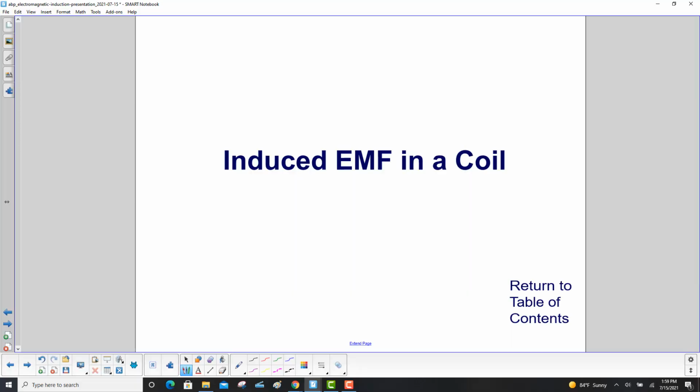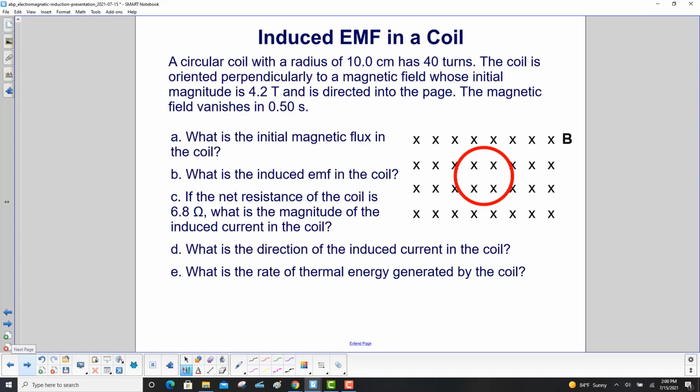Now let's do some problems. The induced EMF in a coil. A circular coil with a radius of 10 centimeters has 40 turns. The coil is oriented perpendicularly to a magnetic field whose initial magnitude is 4.2 Tesla and is directed into the page. The magnetic field vanishes in 0.50 seconds.